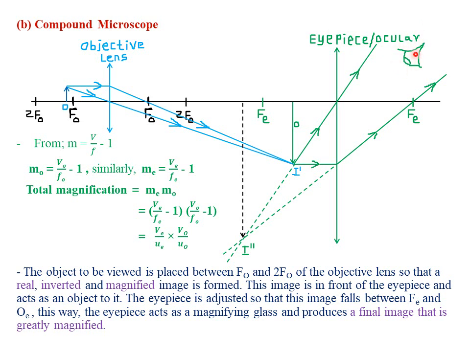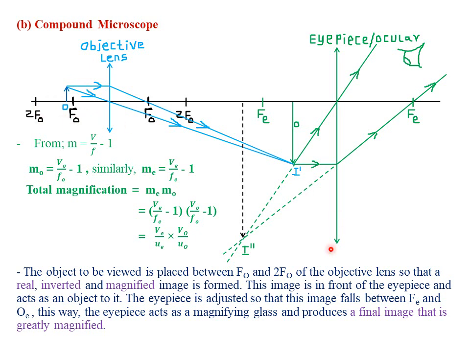The object to be viewed is usually placed between f0 and 2f0, where f0 is the principal focus of the objective lens, and 2f0 is the center of curvature of the objective lens. Remember, if you take focal length times 2, you get the radius of curvature, which takes you to the center of curvature. So you can see our object is placed between f0 and 2f0 of the objective lens. O simply represents the objective lens.